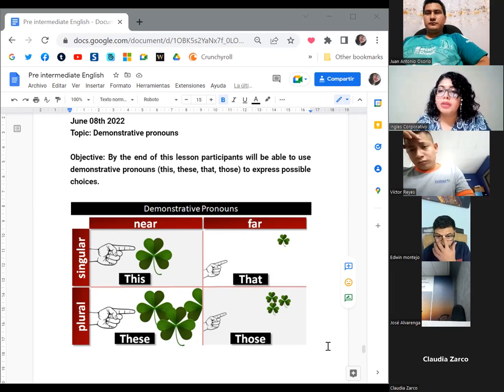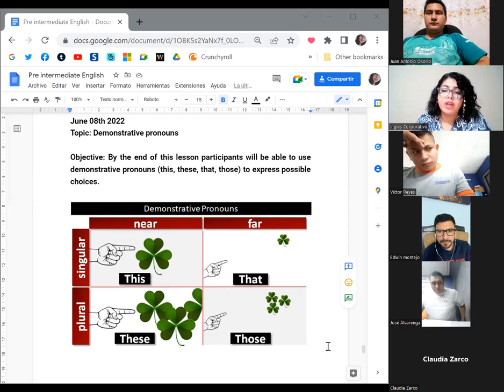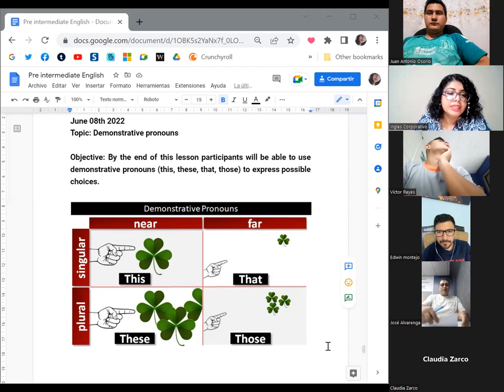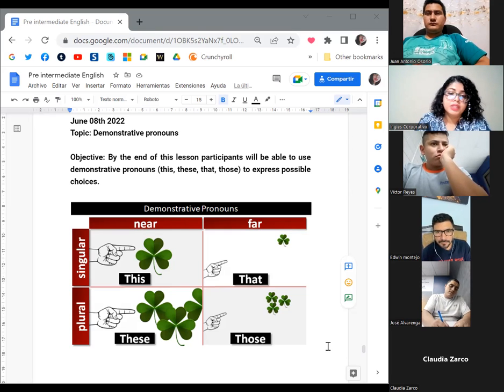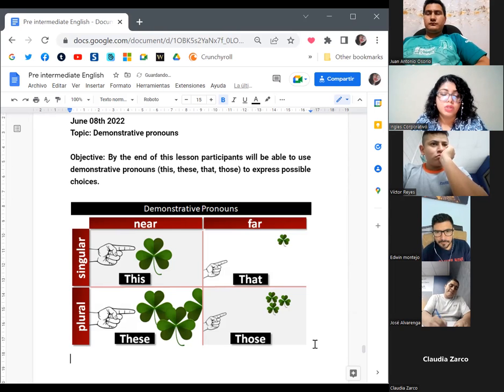So in the image, you can see that for singular words, we have this, and it's kind of close to us. And then we have that, also for singular, but far from us. Then we have these, that are plural, two or more things, and are near to us. And then we have those that are also plural, but far from us. So let's see what is the information that we have for these words that we are going to use.